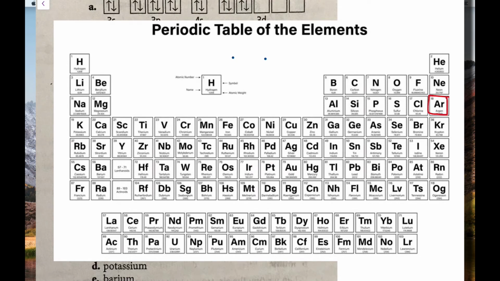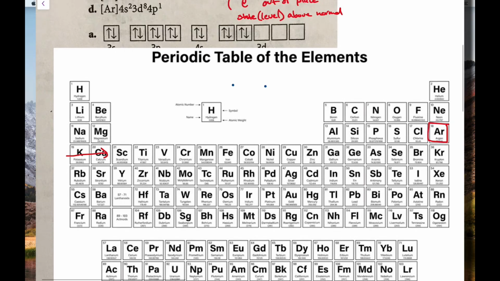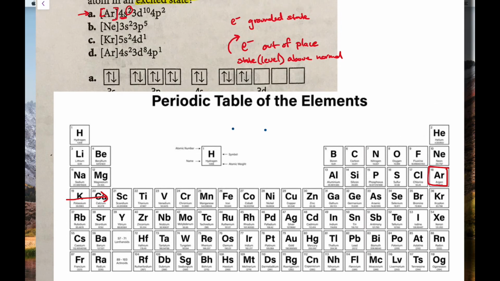There's argon, and I have 4s2, which is expected, right? I have 4s2, and then I have 3d10, which is also expected, nothing out of place there. And then I go to 4p2, so 1, 2. Okay, so there's nothing really out of place there. The electrons seem to be okay. And let's go to the next one.